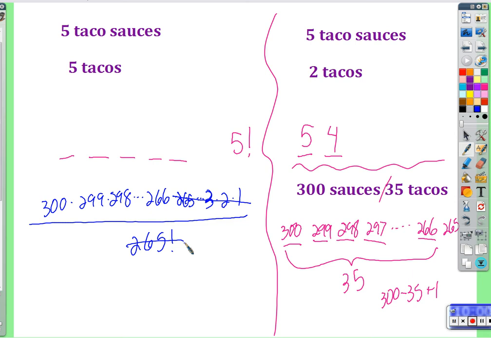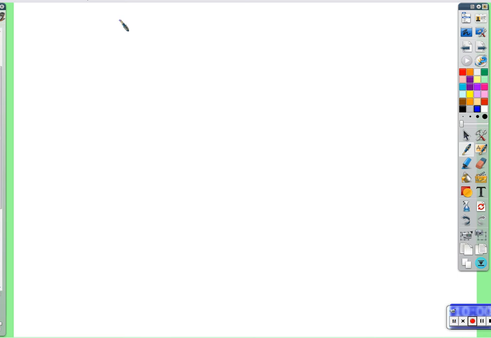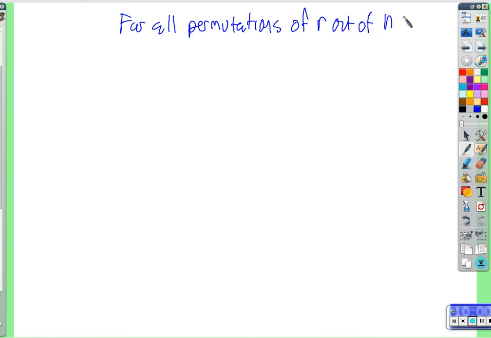No, that would be if I had 35 sauces and 35 tacos. I have 300 sauces and 35 tacos. So it's 35 numbers starting at 300 and counting down from there. That is a lot of work. But now this becomes 300 factorial over 265 factorial, which is n minus r. At the beginning we talked about n minus r, right? Or in general, for all permutations of r out of n things. Let's just call it things. A better word than things.